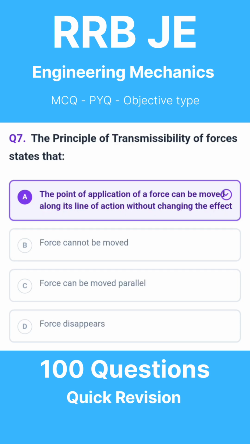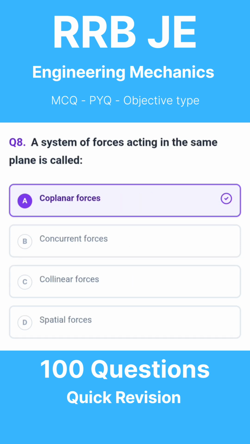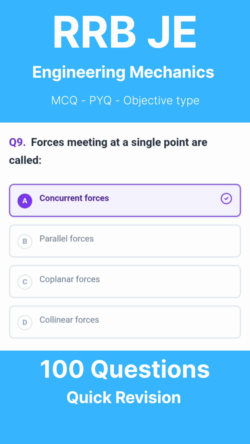Question 7. The principle of transmissibility of forces states that. The correct answer is the point of application of a force can be moved along its line of action without changing the effect. Question 8. A system of forces acting in the same plane is called. The correct answer is coplanar forces. Question 9. Forces meeting at a single point are called. The correct answer is concurrent forces.